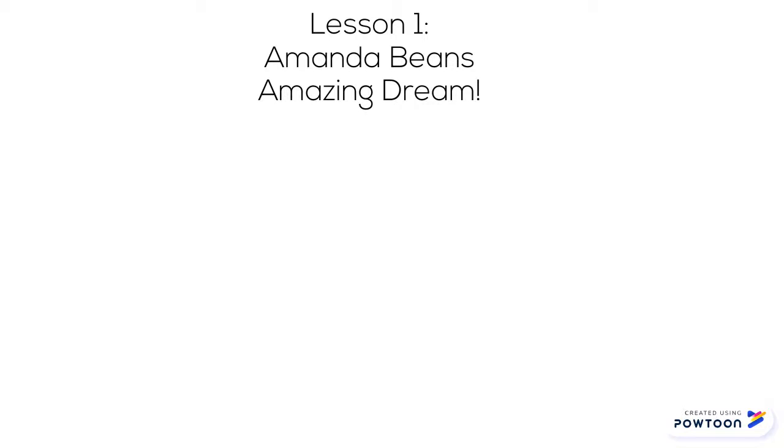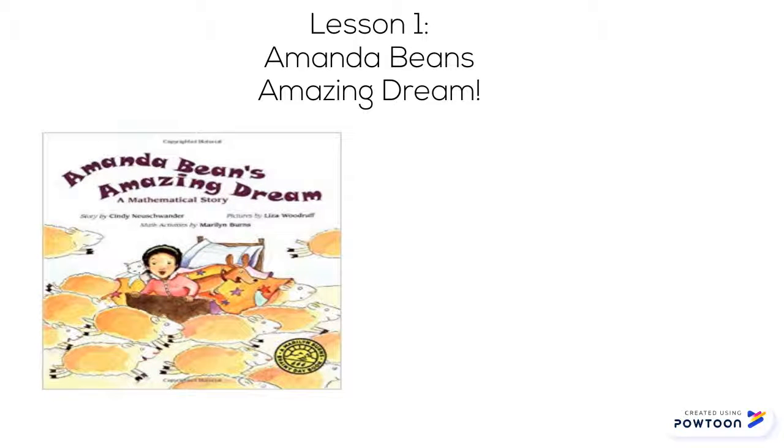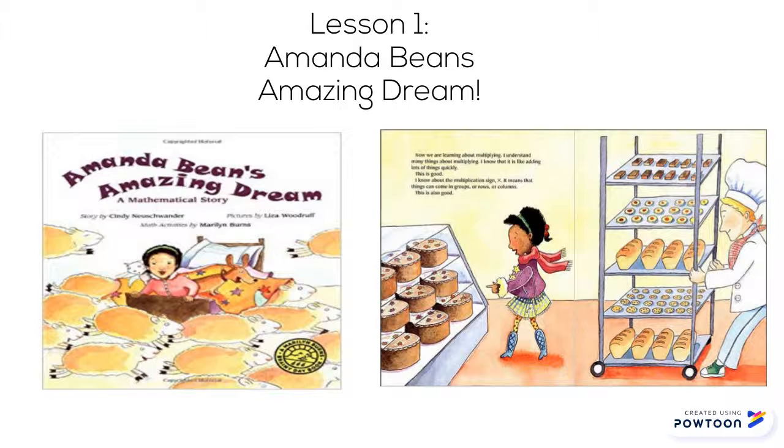So for lesson one, I chose a book to read called Amanda Bean's Amazing Dream. In the story, students are able to count the objects on each page and visually see and be introduced to the array model. So I think that this book is really a great introduction to it and is so engaging for students.